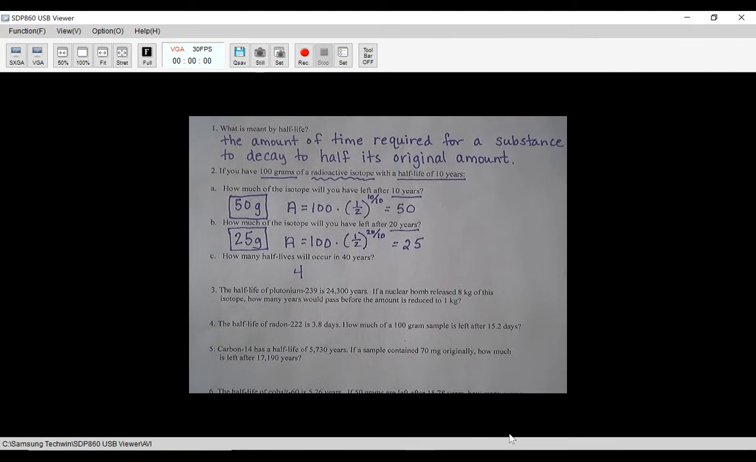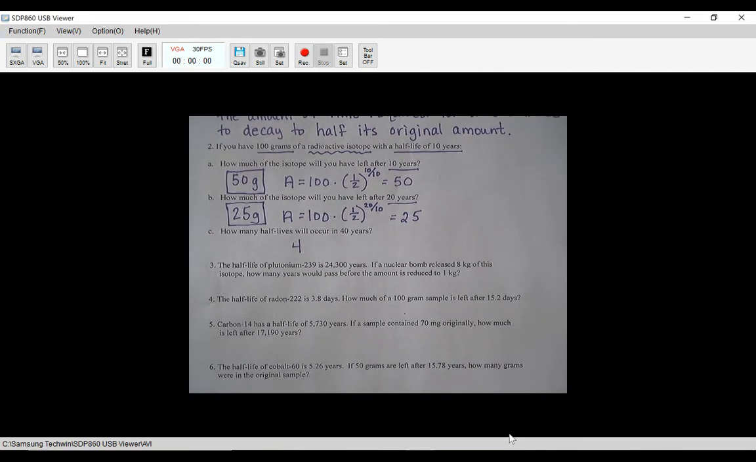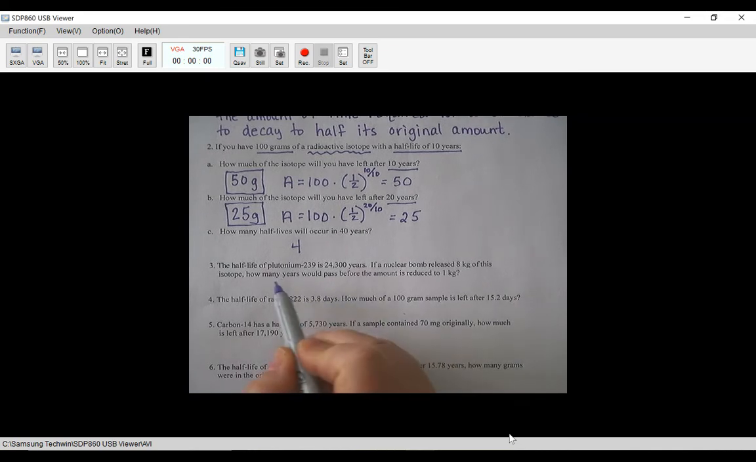All right, let's take a look at another one. Let's take a look at number 3. It says the half-life of plutonium-239 is 24,300 years. If a nuclear bomb released 8 kilograms of this isotope, how many years would pass before the amount is reduced to 1 kilogram? So this time the question is about how many years?